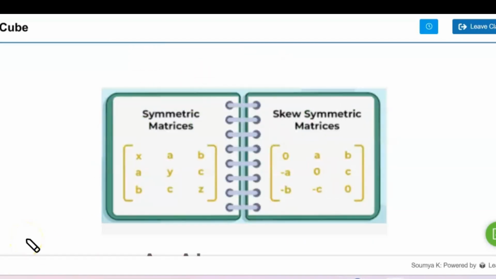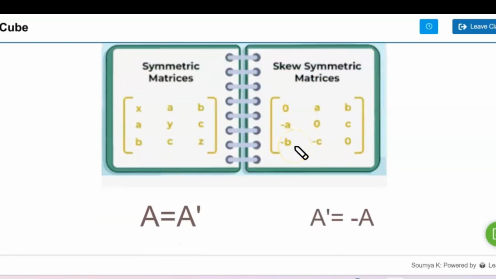Now based on this transpose, you have two types of matrices, that is symmetric and skew symmetric matrices, where you will be using this transpose concept. So what does a symmetric matrix mean? It has the property that your given matrix will be equal to its transpose. In such a case, you call such a matrix a symmetric matrix.